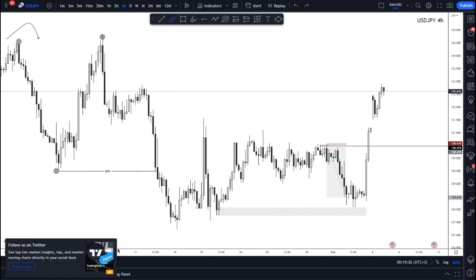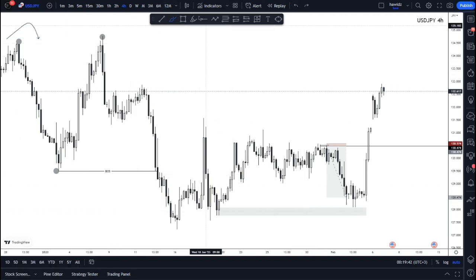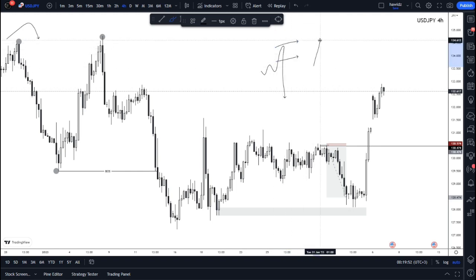Areas of supply. And what are these areas of supply? An area of supply is simply that last place where smart money bought before they sold. That's an area of supply. This right here, the last buy before the sell, that's an area of supply or a bearish order block.